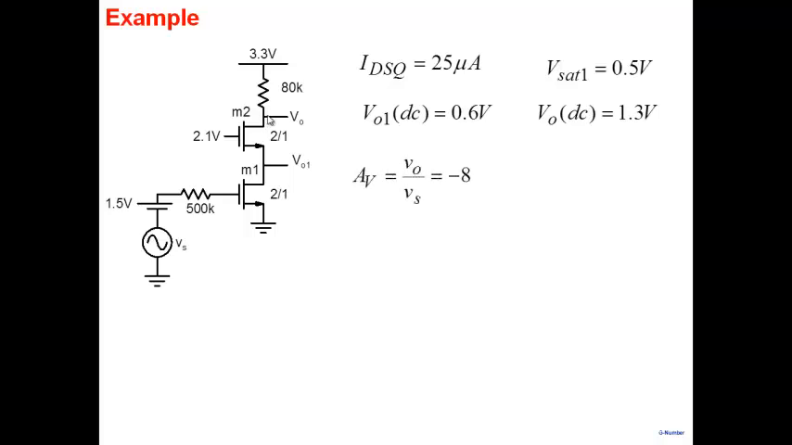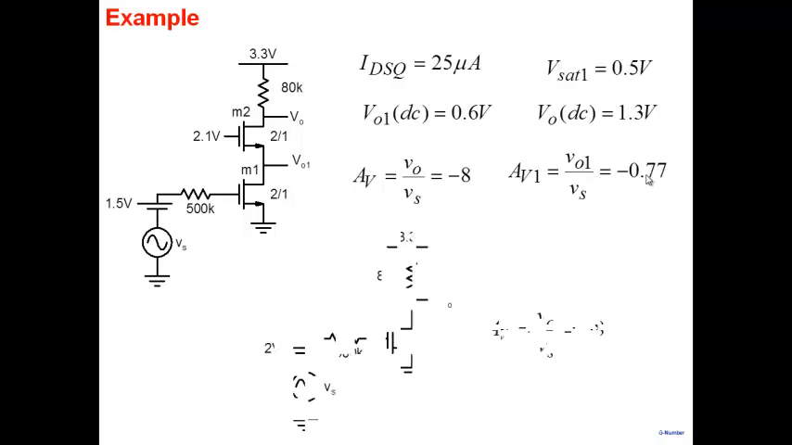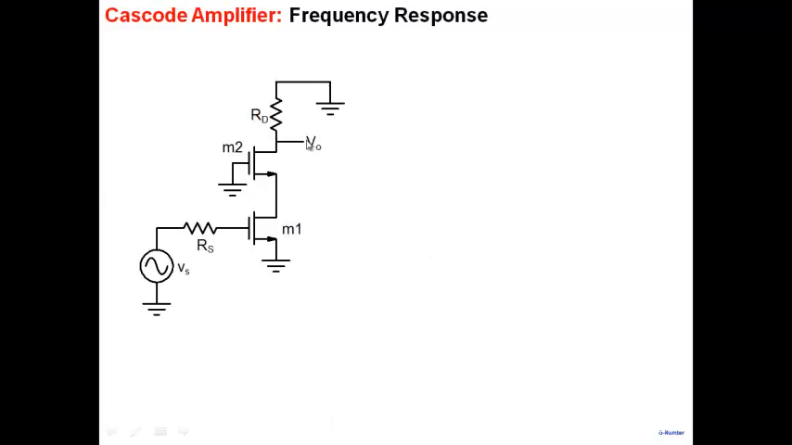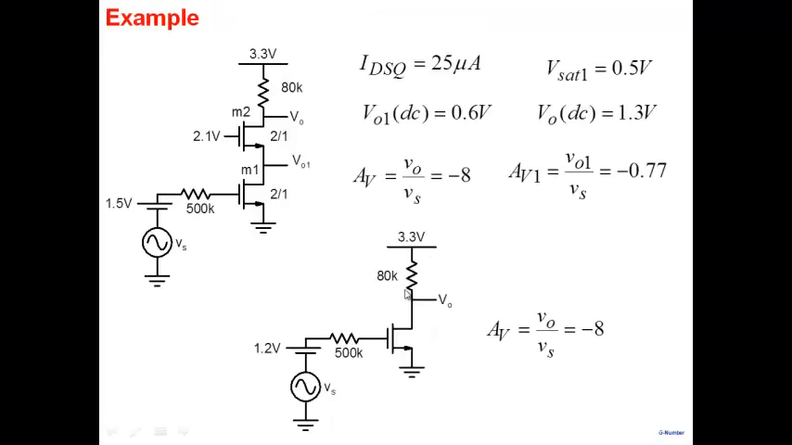Okay. Gain is nothing but, once we know the current, we know all the transconductance. Gain is GM times RD, which is minus 8 here. Gain between this point, V01 versus VS, we already have an expression, is minus 0.77. And as I said, if you build a common source amplifier, the gain also is minus 8 here. So both the amplifiers have the same gain. Okay. Let's look at the frequency response. That's where the advantages of this particular stage come with respect to this one here.